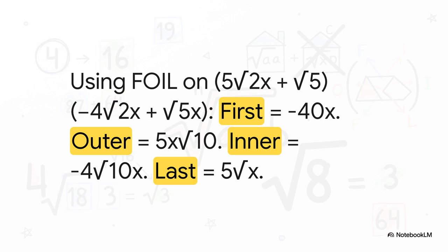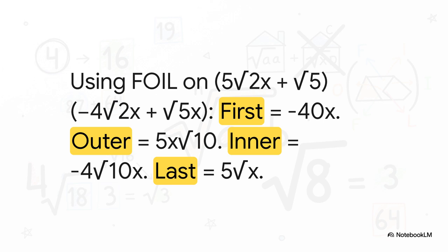That's 5 root 2x times root 5x. Okay, outside numbers. 5 times 1 is just 5. Inside, 2x times 5x is 10x squared. Now can we simplify that? You bet. That x squared comes out as an x, leaving us with 5x times the square root of 10. 2 down. Now for I, the inner terms.